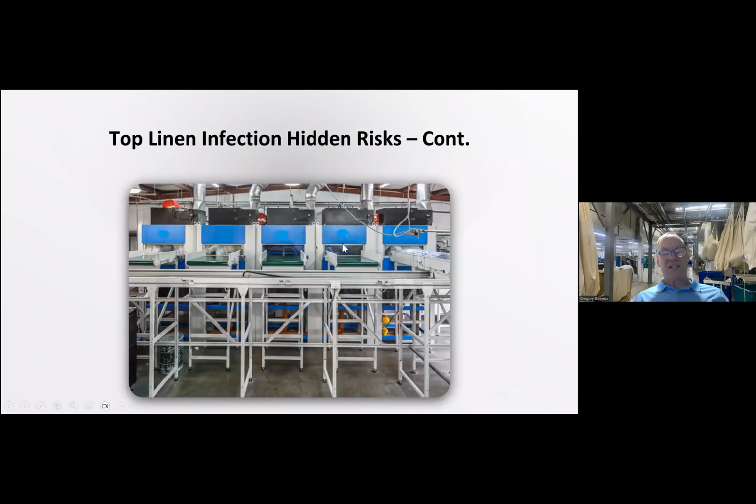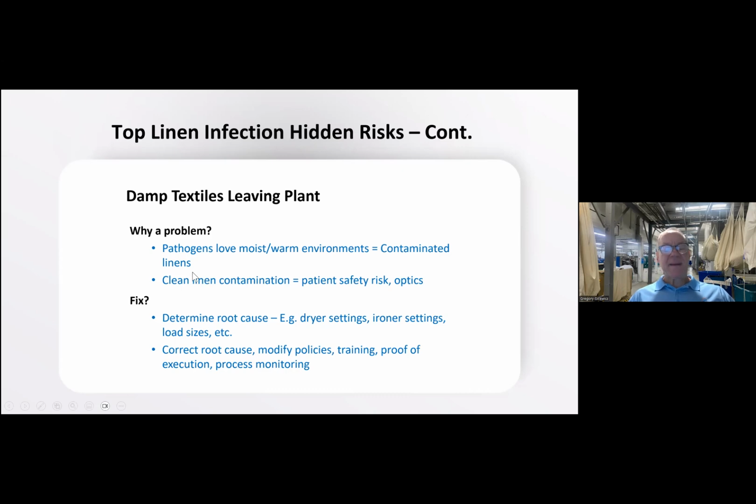Here's another big one, and this was mentioned in some of those outbreaks that happened. Damp textiles leaving the plant. And again, pathogens love moist, warm environments, and they can contaminate linens. So it's a patient safety risk, and it's also an optics risk. If a patient gets a damp sheet or towel, that's never a good thing.